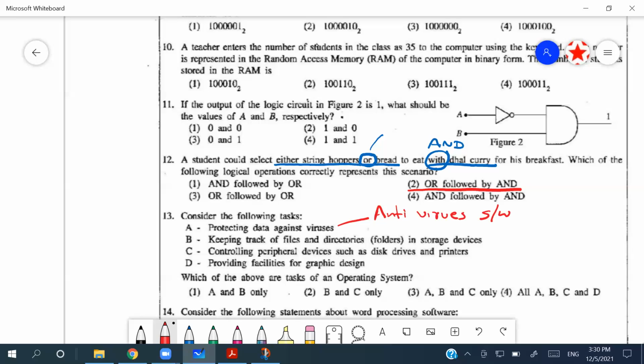Keeping track of the files and directories in storage devices, yeah, that is done by the operating system using file management. Controlling peripheral devices such as disk drives and printers, yeah, that's also done by the operating system. Providing facilities for graphic designs, no, it is a task of graphic editing software, right? Not one of the OS works. So the answer is going to be B and C only, which is the second one.